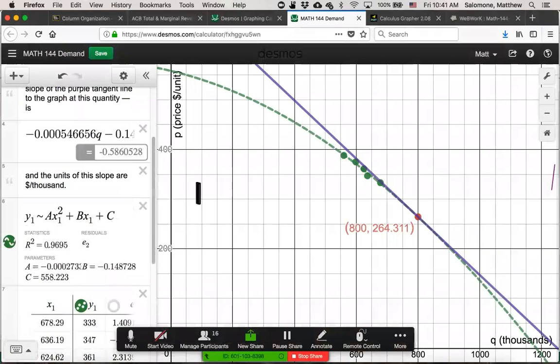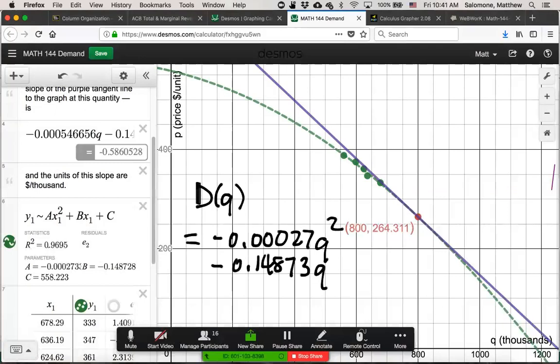So here is my demand function: minus 0.00027 Q squared minus 0.14873 Q plus 558.23. This was my demand function. Remember, this is just price. That's what D of Q tells me.